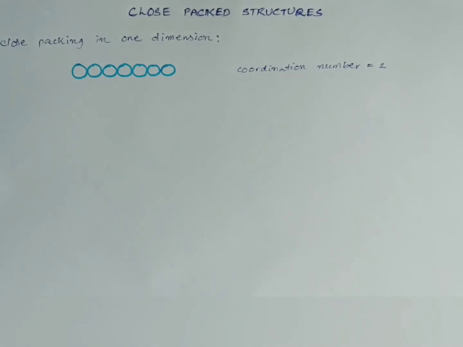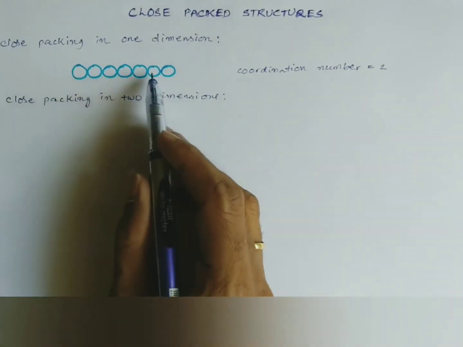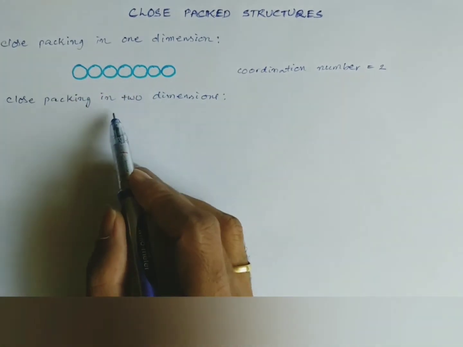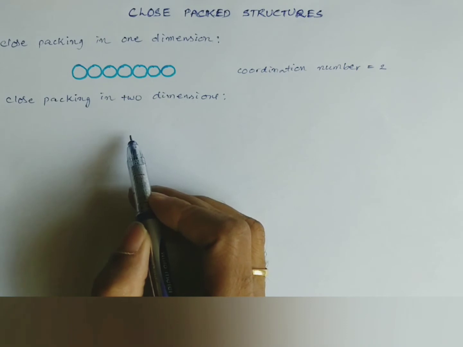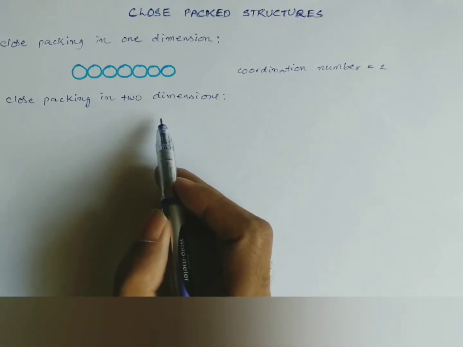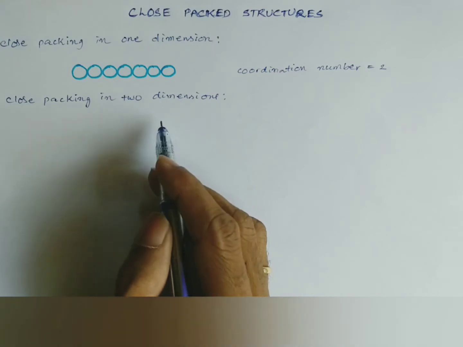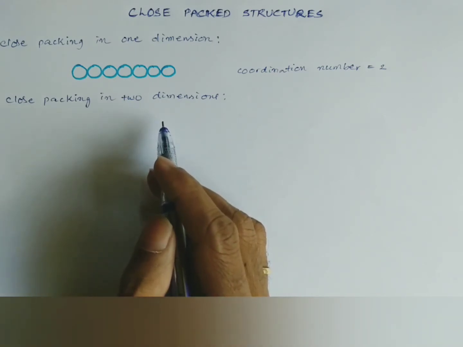Now we will see the close packing in 2 dimensions. So in 1 dimension, we have obtained the rows of atoms like this, and now these rows of atoms are laid side by side so that a layer of atoms is obtained, and that is known as 2-dimensional close packing. So this 2-dimensional close packing may be done in two different ways. Let us see.